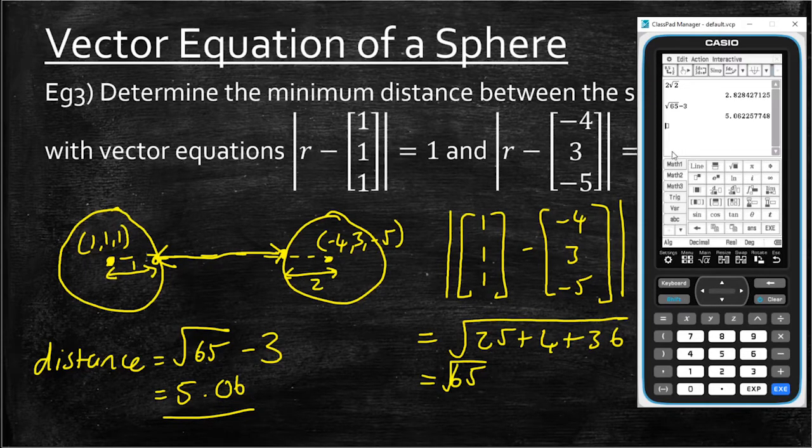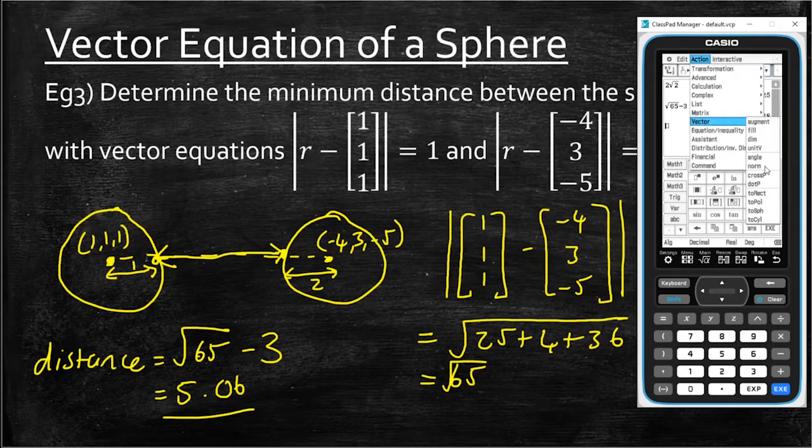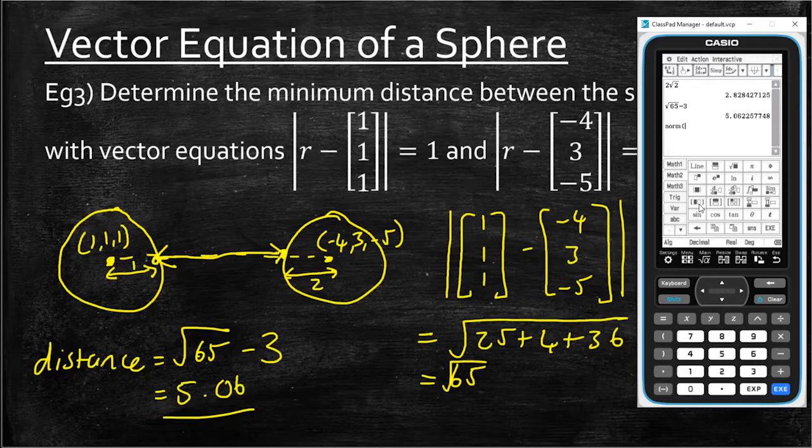Now, how could we have done that quicker in the ClassPad? Well, I could have gone Action, Vector, Norm, because norm gives me the length of the vector, and we want the length of the difference of 2 vectors. So we're going to do 1, 1, 1, take away negative 4, 3, and negative 5. And when we do all of that, we get 8.0622577. And when we subtract 3 away from that, we get our 5.062, which is what we had before.